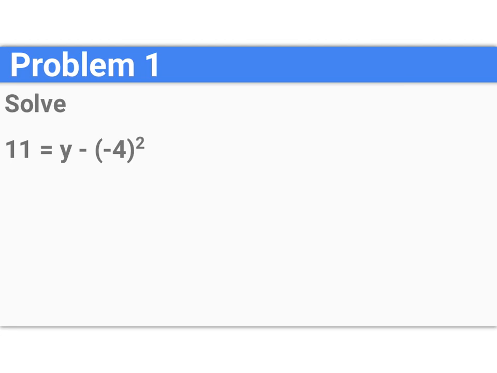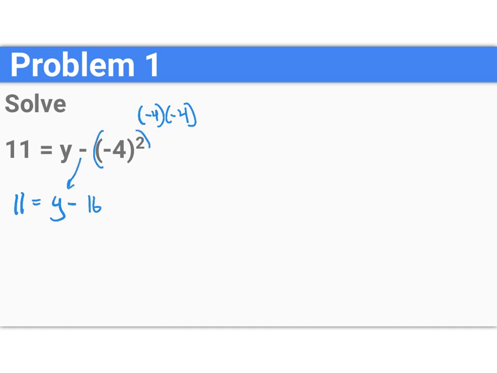Okay, so we threw in a little order of operations for you. 11 equals y minus, we do the exponents, PEMDAS, your parentheses, exponents. Since this is negative 4 inside the parentheses, it's negative 4 times negative 4, which gives us 16. So this is y minus 16, because the negative is outside the parentheses, it just comes down.